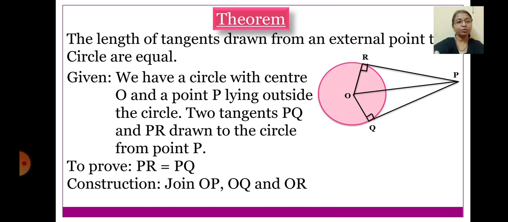And how can we prove this? Let us see. So the construction: you join these points like this, OP, OR and OQ. Join everything, so you will get two triangles here.